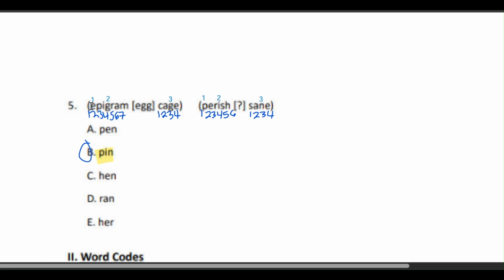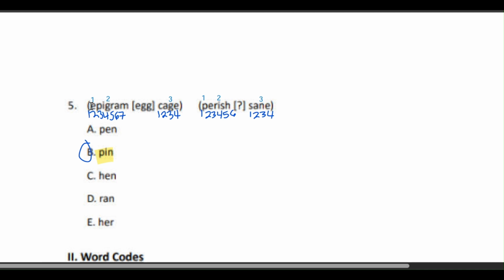Ran. To make ran, we'd need R from parish and N from sane. That's splitting the letters 1 to 2, which isn't like our example. Her: all the letters H, E, and R are right there in parish. We need letters from both outside words. Pen and hen do split letters 2 to 1, but pin is the answer this question wants.